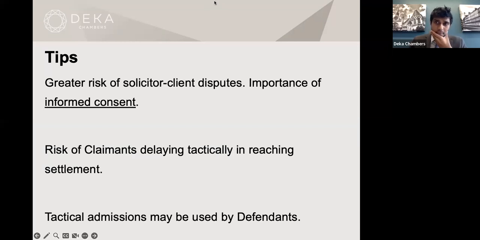For defendant practitioners, the fixed recoverable costs privilege later under Part 36 privilege later settlements in relation to the increase in costs. So you do have a risk of potentially claimants delaying tactically in reaching settlement. And for that, it's just really important to protect yourself, as always, by putting in Part 36 offers. For claimants to watch out for and for defendants to think about, tactical admissions may be made in relation to breach or causation in order to narrow the issues and ensure that the complexity banding is as low as possible. Again, it's a factor that you will need to consider.